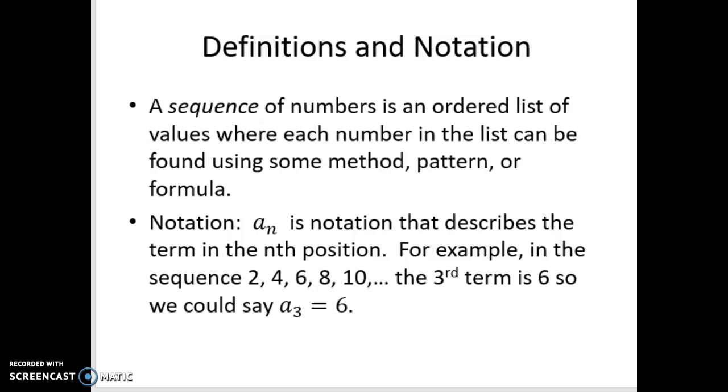So for example, if you take the sequence 2, 4, 6, 8, 10, and so forth, the third term in the sequence is 6. That's in the third position, 1, 2, 3. So we would say that a sub 3 is equal to 6.